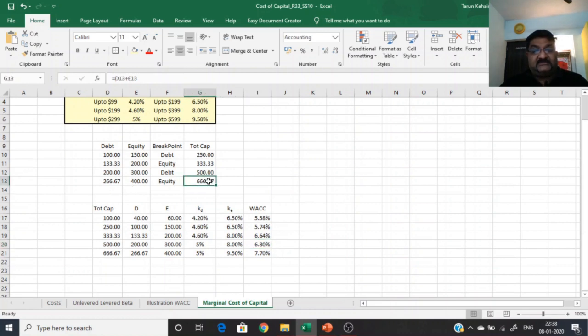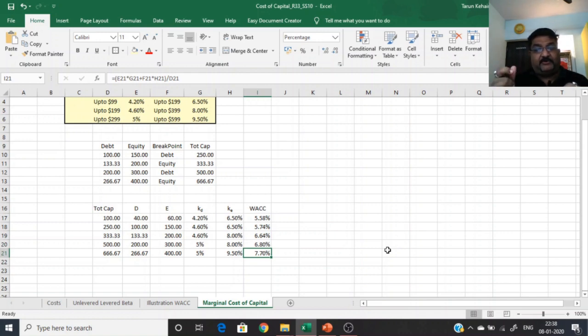You come to the last break point where the total capital is 666.67, debt 266 and equity 400. 266 falls within this category, so the cost of debt remains at 5%, but cost of equity now crosses $399, and therefore the cost of equity crosses 9.5%, and therefore you arrive at a weighted average cost of capital of 7.7%.